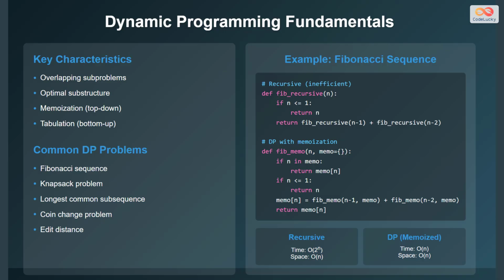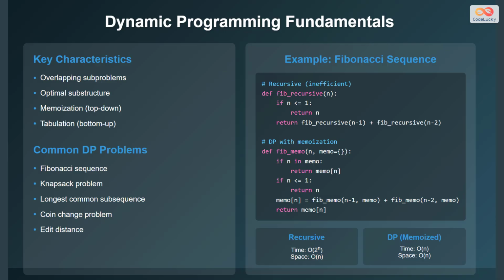its subproblems. Memoization is a top-down approach where the results of expensive function calls are stored and reused when the same inputs occur again. Tabulation is a bottom-up approach where the results of all the subproblems are stored in a table and used to build the solution to the original problem.